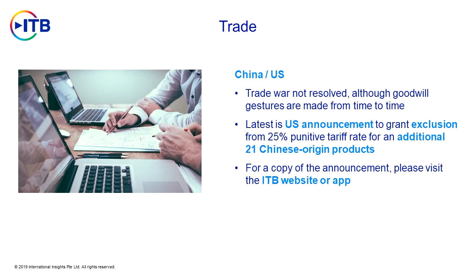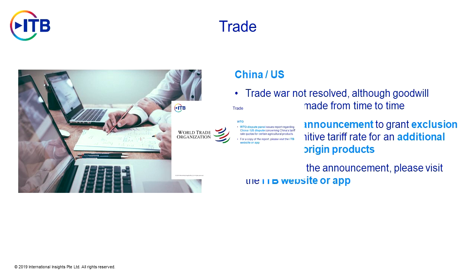Meanwhile, the China-US trade war has still not been resolved, although some goodwill gestures are made from time to time. The latest is the announcement by the US to grant an exclusion from a 25% punitive tariff rate for an additional 21 Chinese origin products. For a copy of the US government's announcement, please go to our website or app.